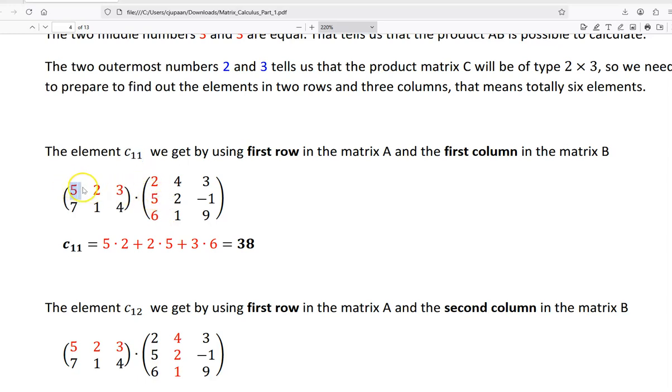And between these red numbers here I will do that kind of dot product as I did in the paper a little time ago. So I multiply first elements and second elements and third elements and add a plus sign between them. 5 times 2, 2 times 5, 3 times 6. So this is the method to calculate the first element in the product matrix. It will give us 38.